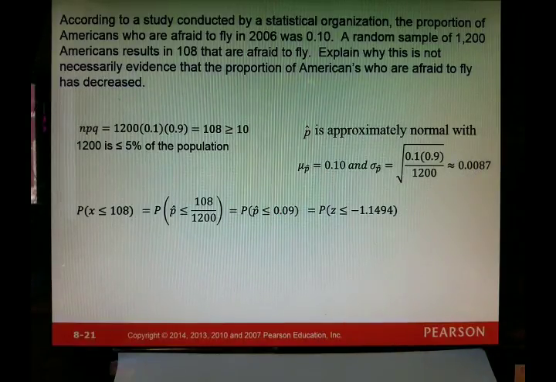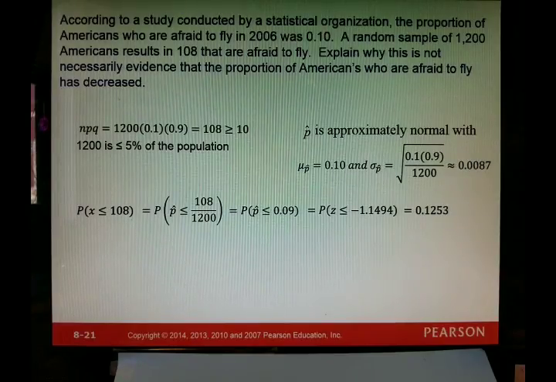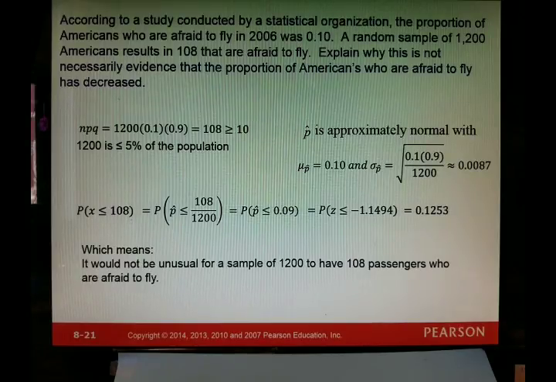Now I need to run a normal CDF from negative 100 to that value of z, because I want the probability that z is less than or equal to it. So therefore, negative 100 is the lower bound, negative 1.1494 is the upper bound, and that probability would be a 12.53% chance of that occurring, that 108 or fewer would be afraid to fly out of a random sample of 1,200. So it wasn't unusual.